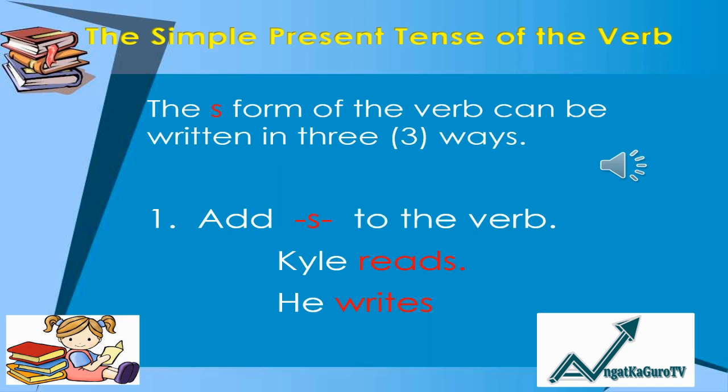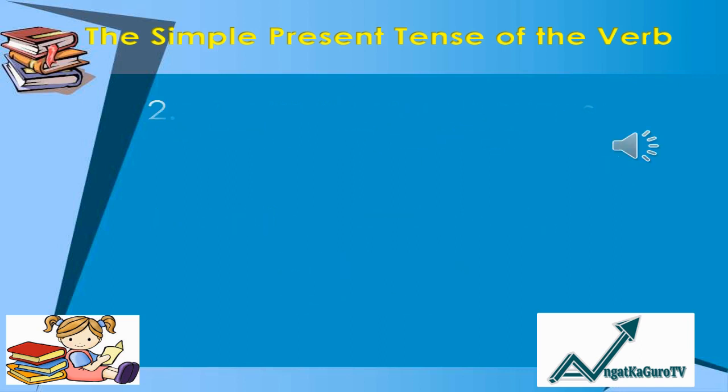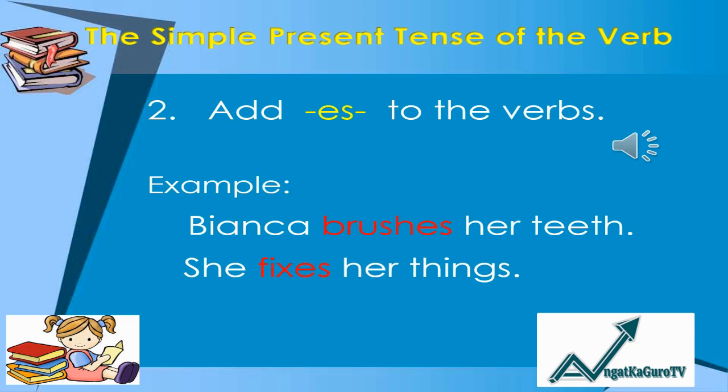The S form of the verb can be written in three ways. Number 1, add S to the verb. Kylie reads. He writes. Number 2, add ES to the verbs. Example: Bianca brushes her teeth. She fixes her things.